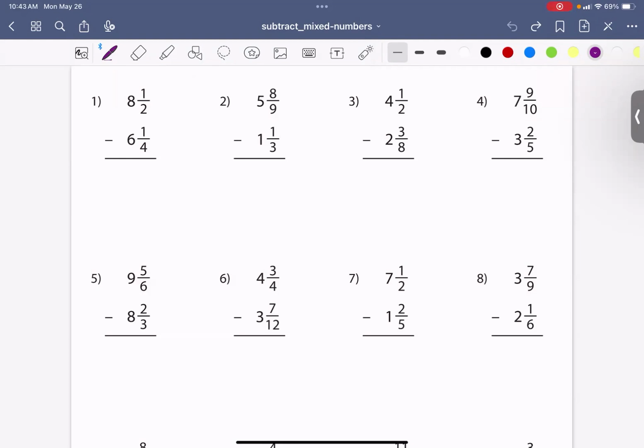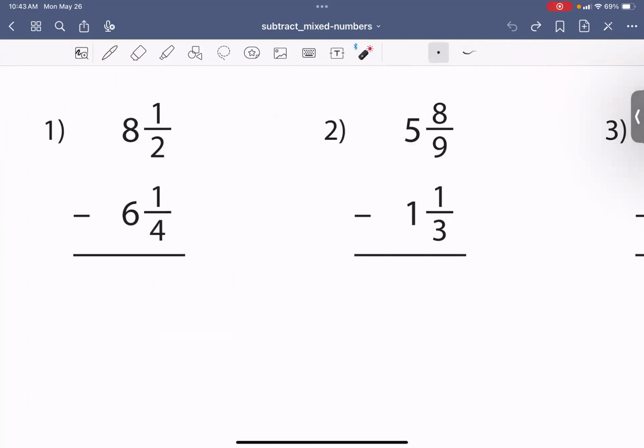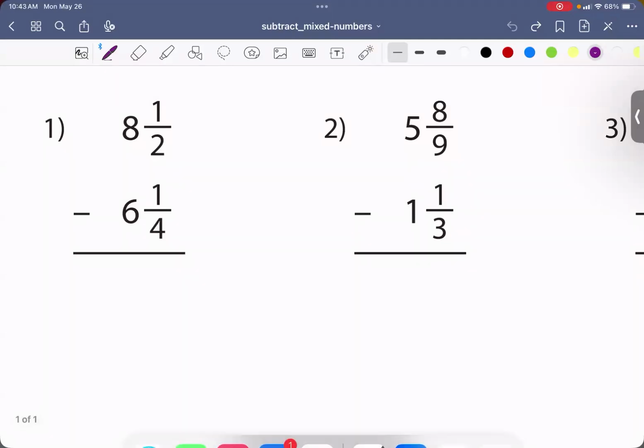In today's lesson, we're going to learn how to subtract mixed numbers. A mixed number includes a whole number, like the number 8, and a fraction, like 1/2. It's mixed because it has two types of numbers. So let's subtract these two mixed numbers.